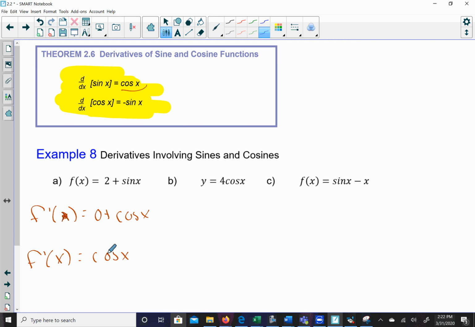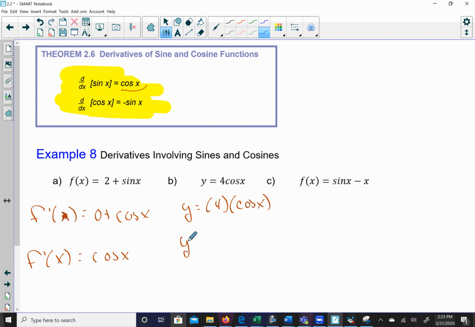When I do this one, I have 4 times the cosine of x. Remember, we're thinking of that as 4 times cosine of x, and remember, this is one term. That's why the 4 is pulled out in front. I don't take the derivative of the constant and the derivative of cosine separately, because it's one term. I have to take them together.